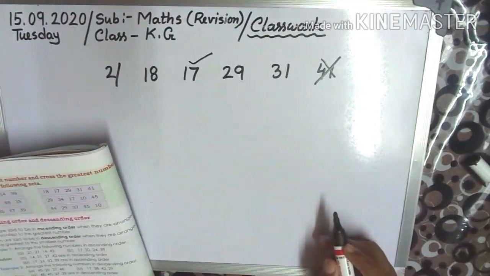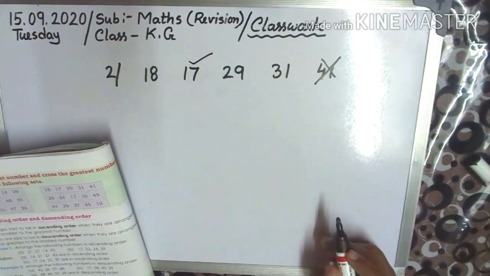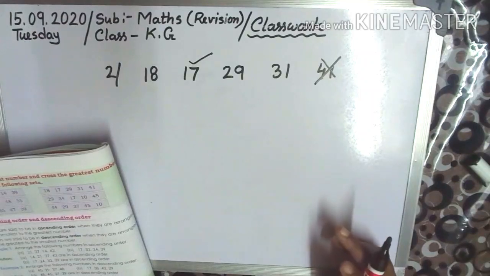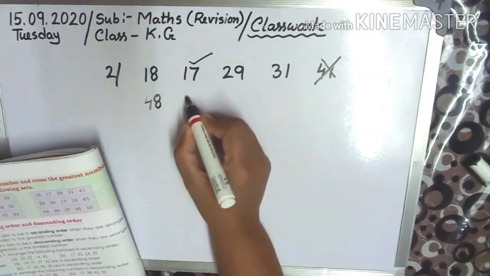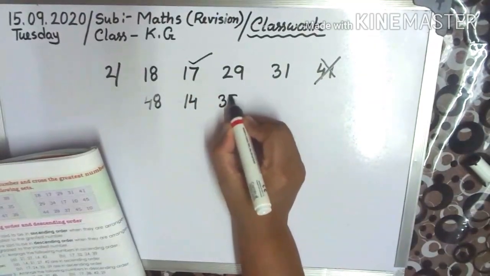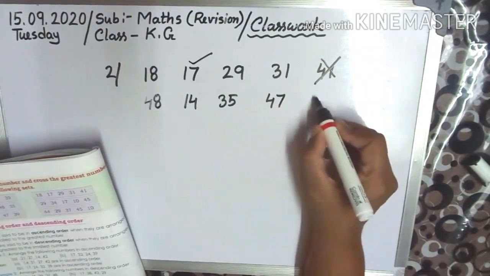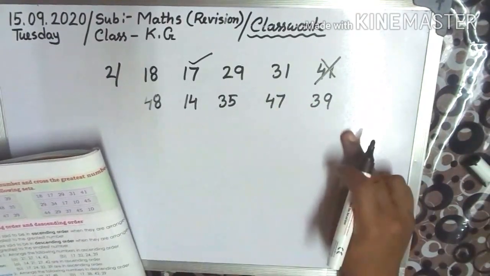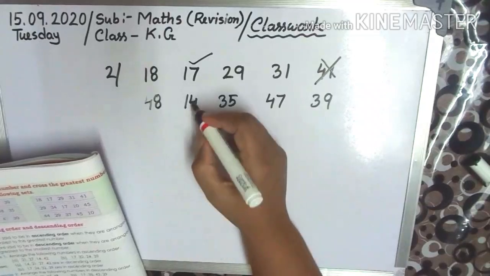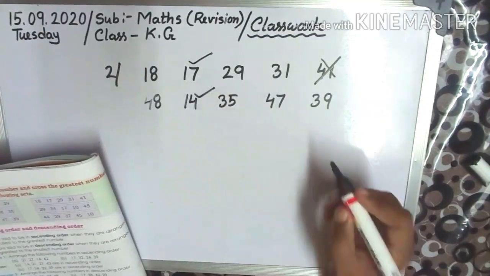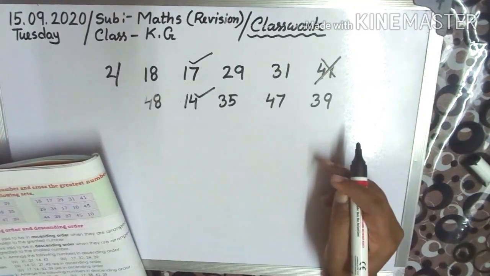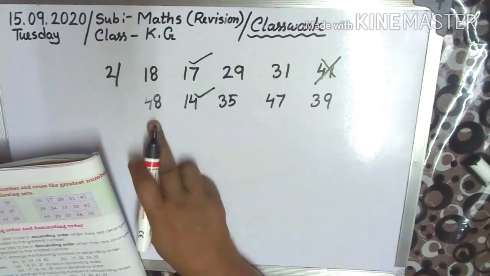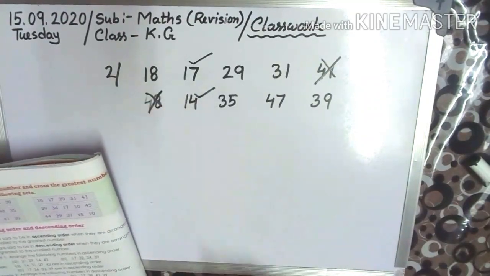So first you read question properly. Read properly. Remember that. So next 48, 14, 35, 47, 39. So again you find the smallest number. You see 14. So tick 14 and greatest number cross. Find the greatest number. Yes, 48. So cross. Okay.